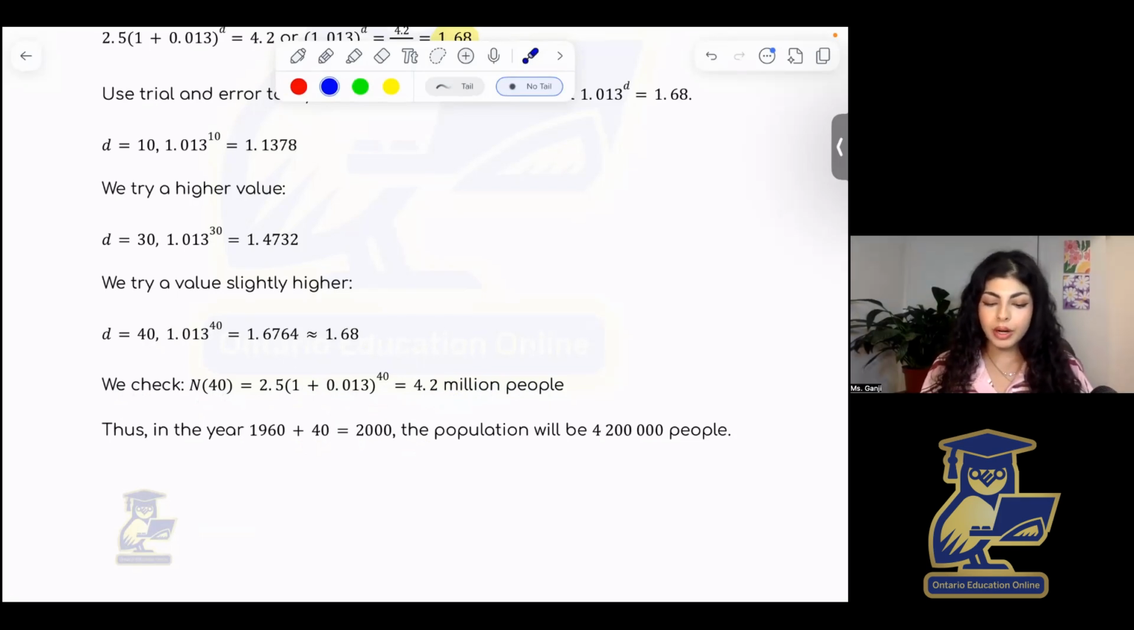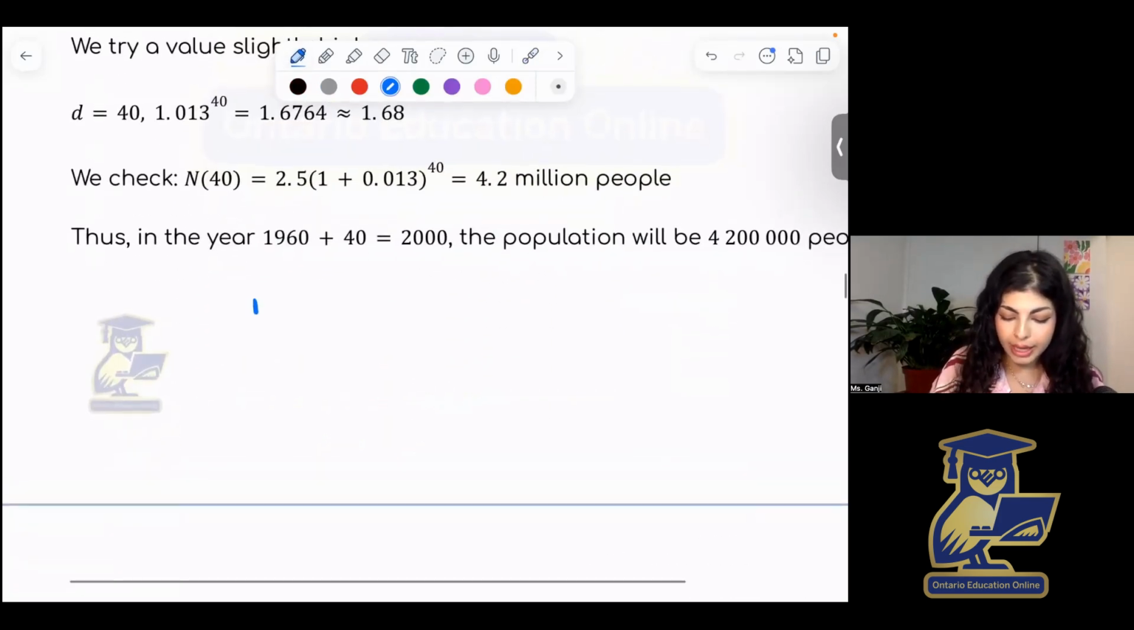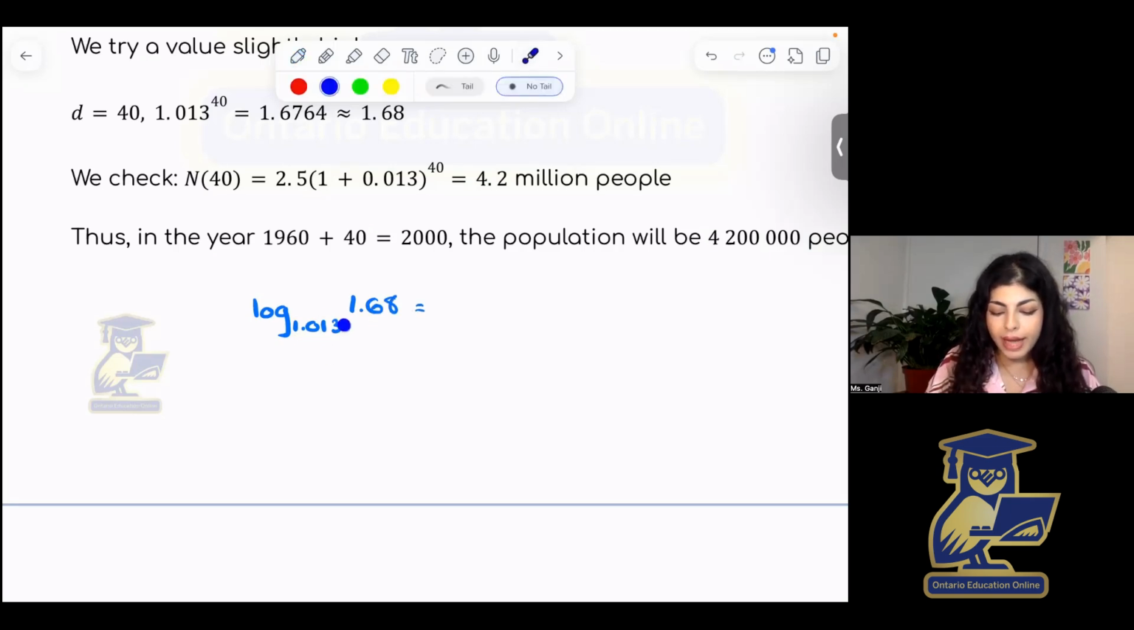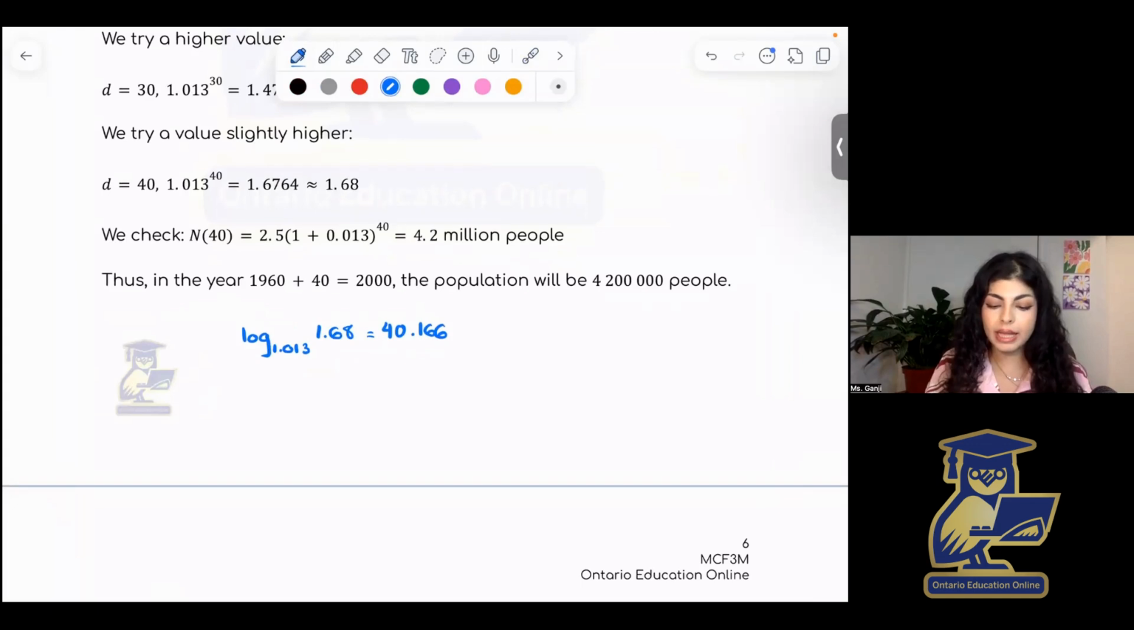And for those of you who are curious about logarithms, I will just show you how it would look. So you would be solving for this, which tells me that when I have a base of 1.013, what exponent do I need to get 1.68? And so if you solve for this, you get 40.166. And that's actually really close to 40 as we expected.